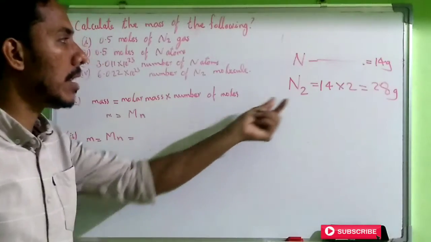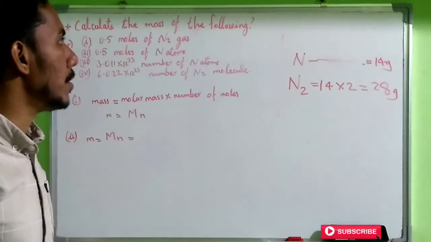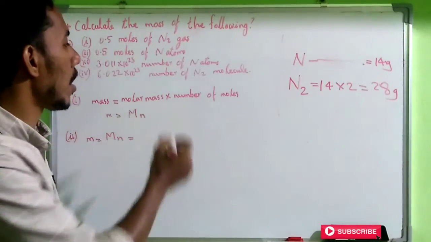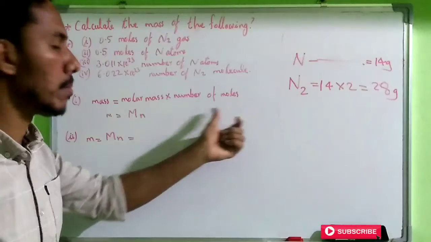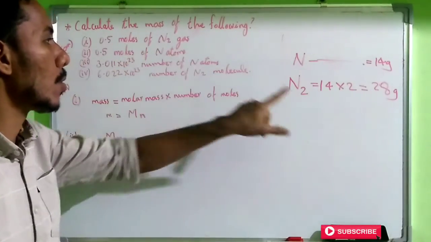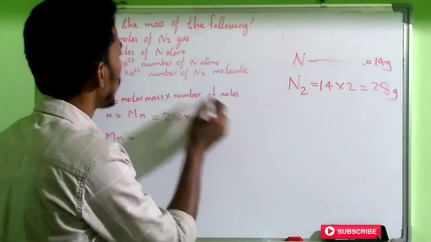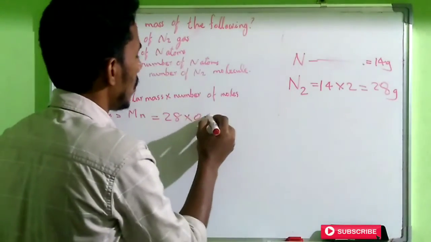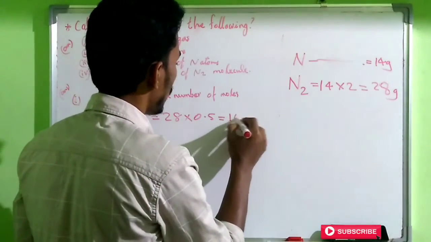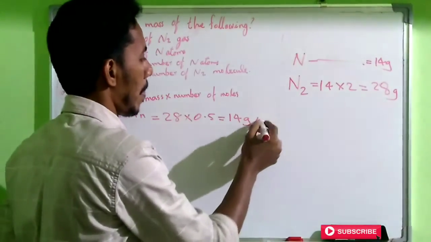If you get this, then you can substitute. 0.5 moles of N2 means mass is equal to molar mass into number of moles. Here N2, so 28 into number of moles, 0.5. 28 into 0.5 means 14 gram. So the answer is 14 gram.